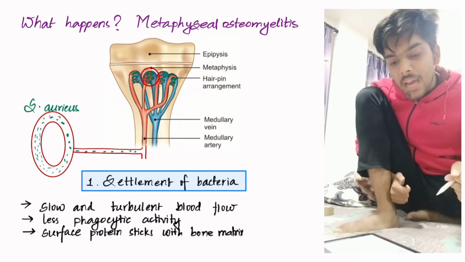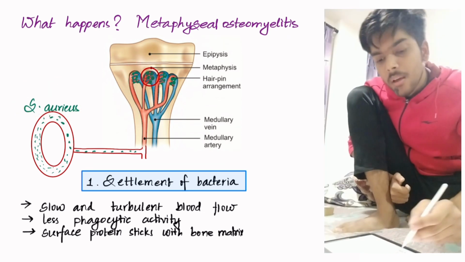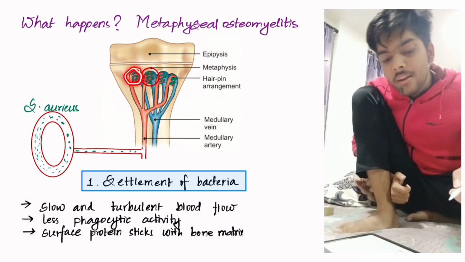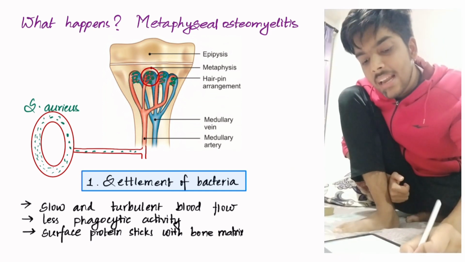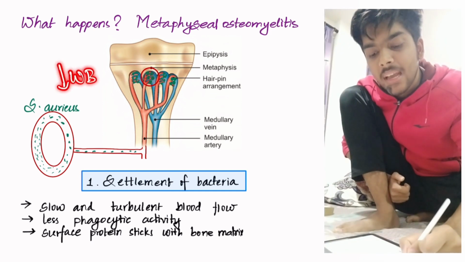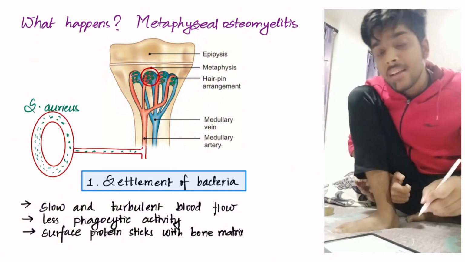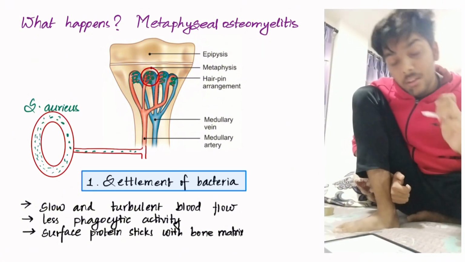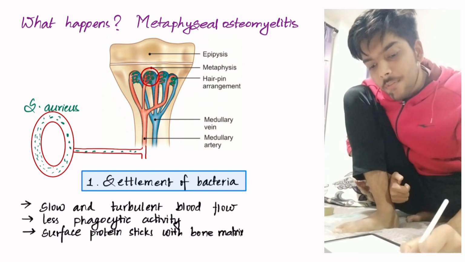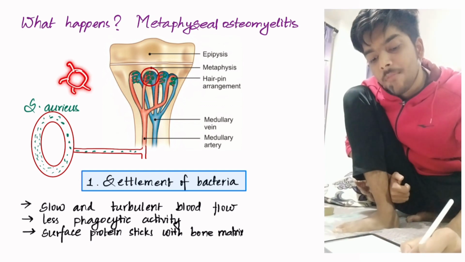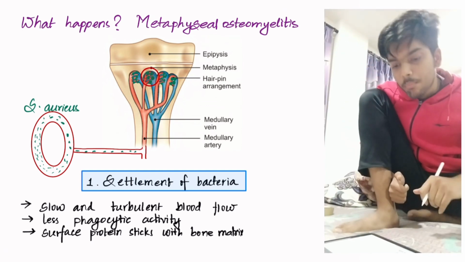There are three reasons behind it. Reason number one, the blood flow here is slow and turbulent. Reason number two, there are fewer WBCs, so less phagocytic activity takes place there, so the bacteria is able to survive there. Reason number three, there are surface proteins on the surface of the bacteria for it to attach to the matrix of the bone.